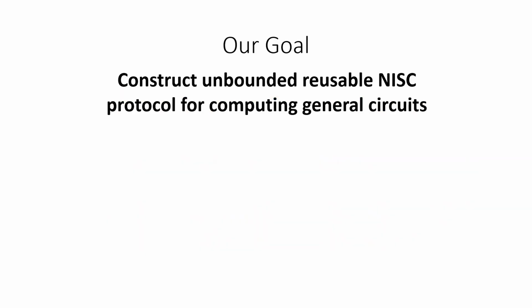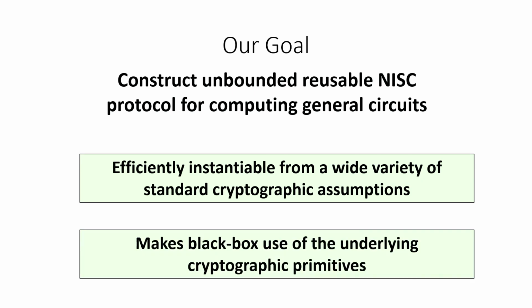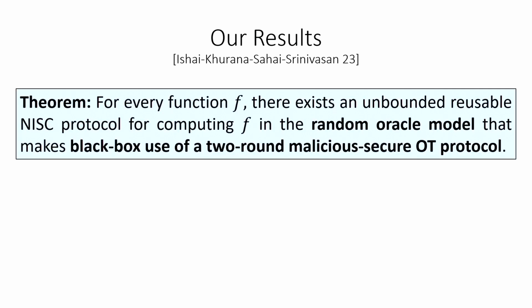Okay, so the goal of this paper is to construct unbounded reusable NISC protocols for computing general circuits such that they can be efficiently instantiable from a wide variety of standard cryptographic assumptions beyond just DCR. And it has to make black box use of the underlying cryptographic primitives to remove this computational overhead. And the result of this paper, Ishai, Khurana, Sahai, Srinivasan, 23, is that for every function f, there exists an unbounded reusable NISC protocol for computing f in the random oracle model that makes black box use of a 2-round malicious secure OT protocol.